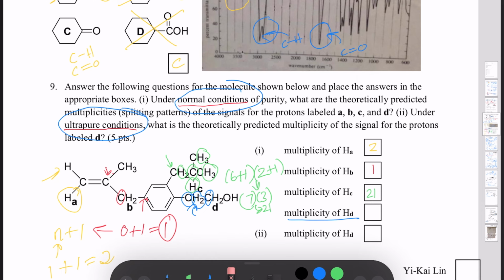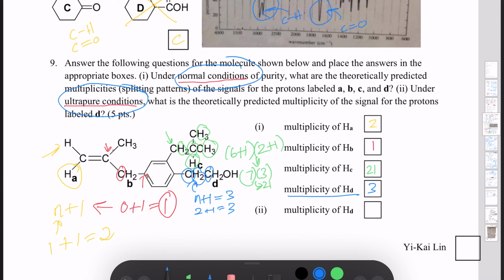And if that's the case, we see that there are 2 chemically equivalent protons attached to the adjacent carbon. So by the n+1 rule, since there's no fancy splitting, it just gives us 2 plus 1, 3. So our multiplicity would be 3 in normal conditions.